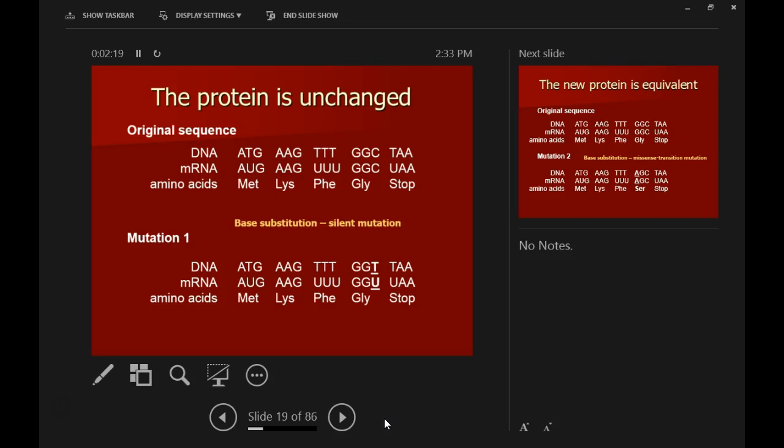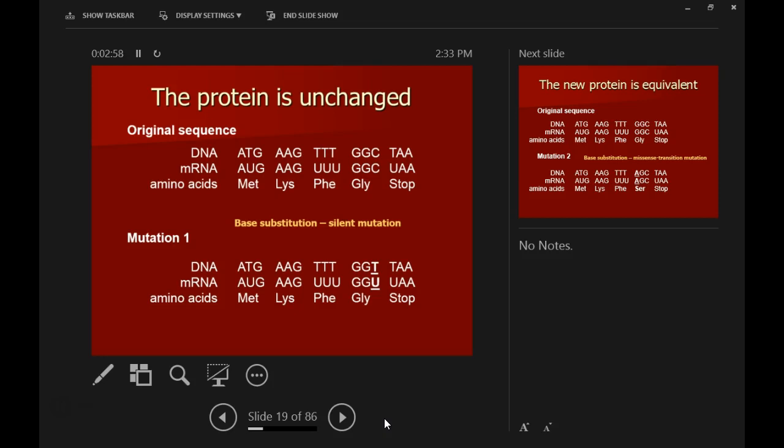Now, this is also classified as a silent mutation, because if we look at the amino acid that GGC codes for, you'll notice that the mutant codes for exactly the same amino acid. Right? Since there's no change in the amino acid sequence, this is why we call it silent. A silent mutation is a mutation that results in exactly the same amino acid sequence. Right? Now, this happens quite often.